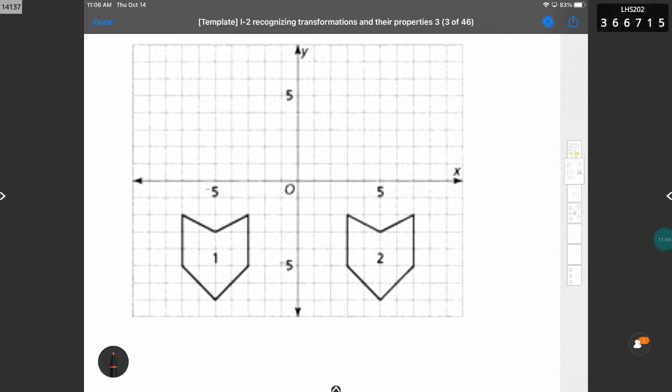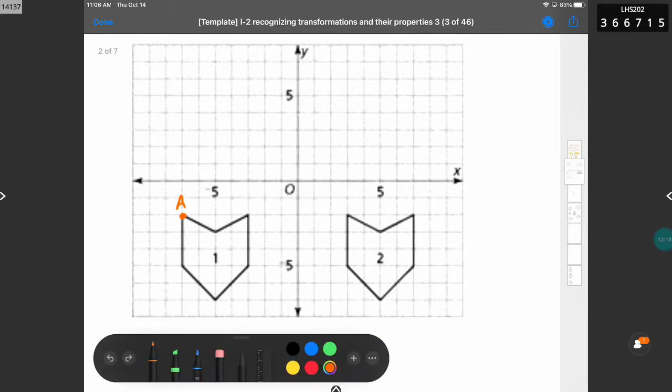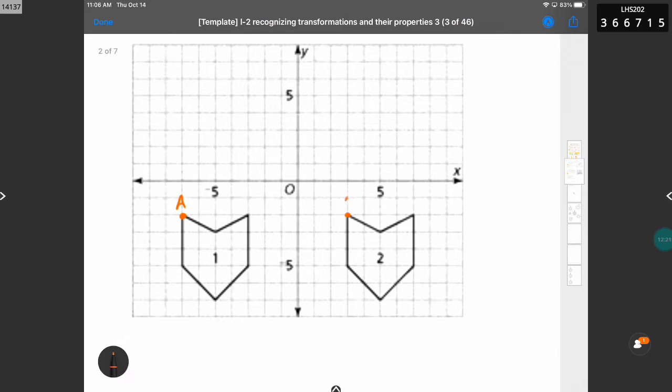Okay, this is why my points are so important. Some of you said reflection. So if this was point A, and this is point A prime, absolutely that's a reflection, right? But what happens if this is point A prime? That's a translation. Do we see why the points are important?